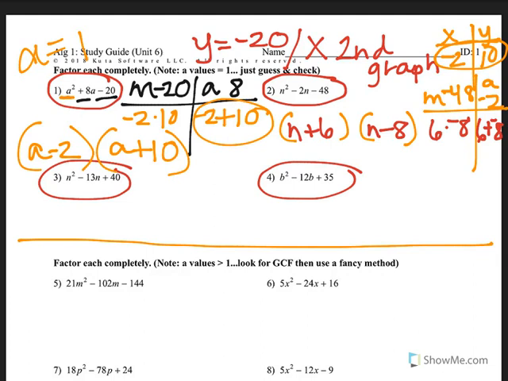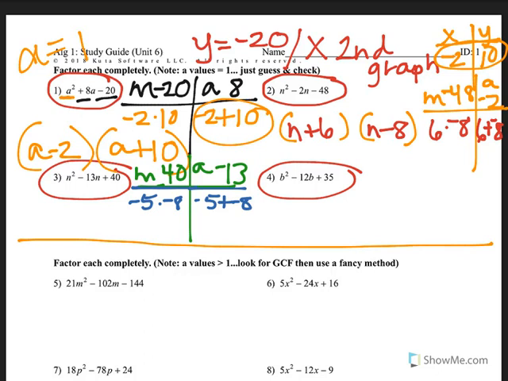Okay, moving on to number 3. I need a number that multiplies to be 40, but then adds to be negative 13. Okay, so I know I'm going to have two negative numbers with this one because when you multiply two negative numbers, you get a positive, but when you add two negative numbers, you get a negative. So negative 5 times negative 8 gives me 40, and then negative 5 plus negative 8 gives me negative 13. So I can just write it out as n minus 5 and n minus 8.